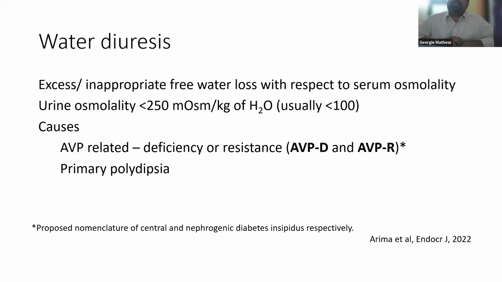Normally urine osmolality is low, less than 300 milliosmol per kg, and even lower than 100 milliosmoles per kg in the case of diabetes insipidus. These causes, as I mentioned already, are there in the previous slide. You should know that recently, because of confusion with diabetes, there are proposed nomenclatures of central and nephrogenic DI, which are alternatively proposed to be termed as AVP deficiency and AVP resistance.